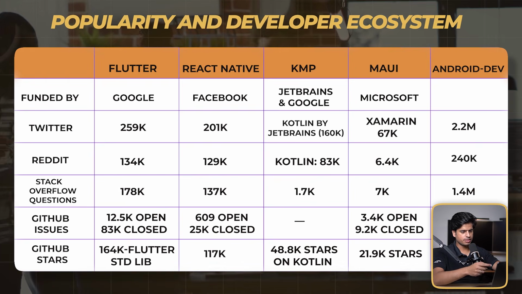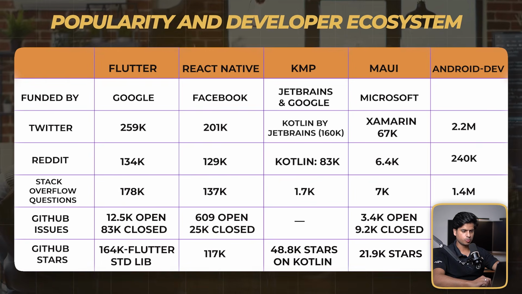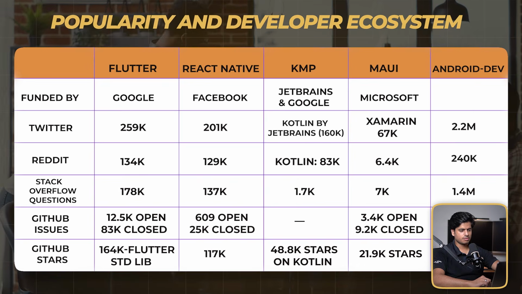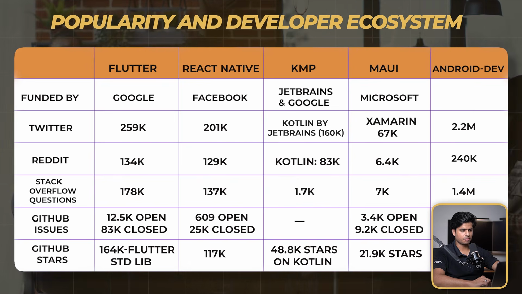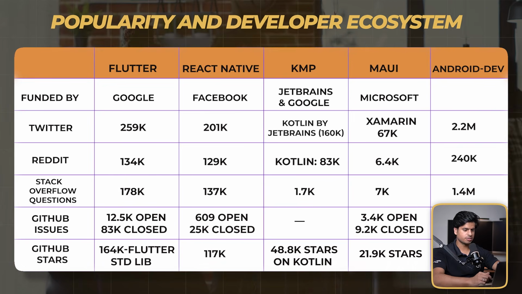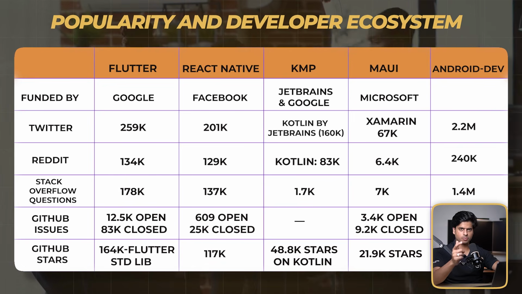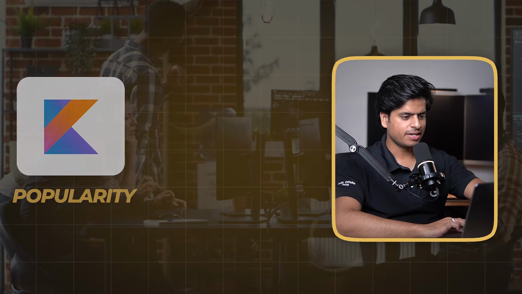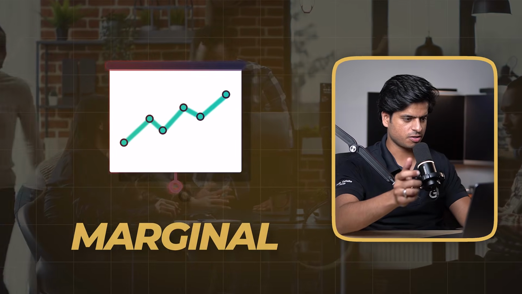And if you see the Android developer Twitter followers, they are 2.2 million. Assuming even 50% of those developers are actively using Kotlin, you will get very nice support from Kotlin. It is very popular. And with that, let's talk about Kotlin popularity actually. It has risen in the last few years, but the rise itself seems marginal.